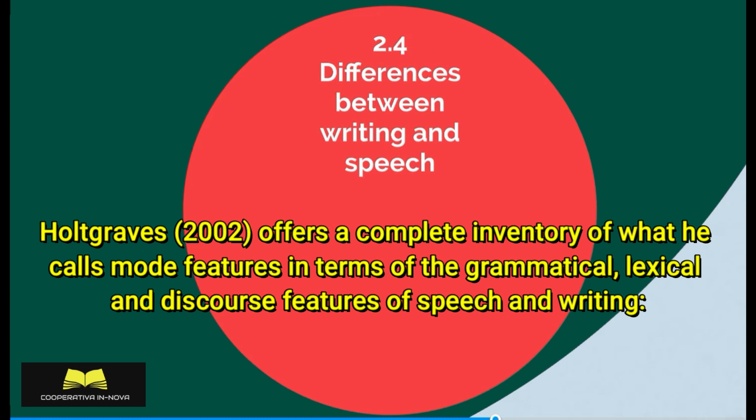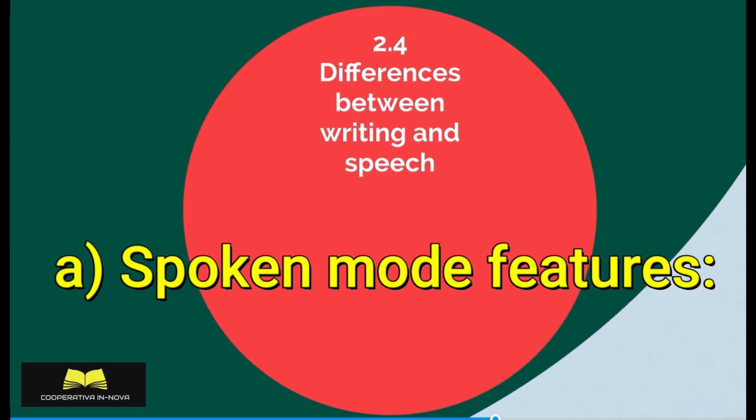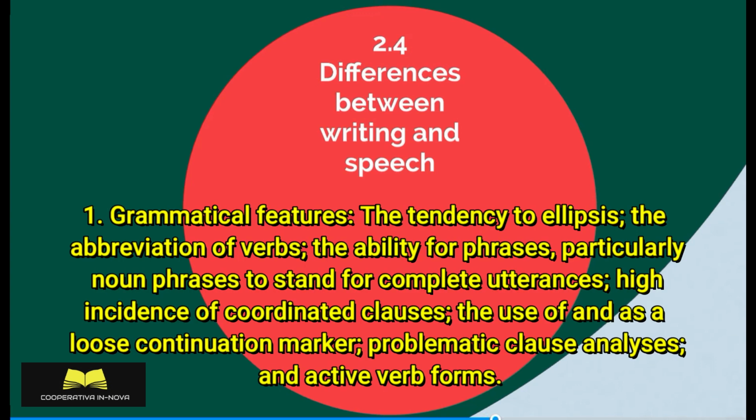Holt-Graves, 2002, offers a complete inventory of what he calls mode features in terms of the grammatical, lexical and discourse features of speech and writing. A. Spoken mode features. 1. Grammatical features. The tendency to ellipsis. The abbreviation of verbs. The ability for phrases, particularly noun phrases, to stand for complete utterances. High incidence of coordinated clauses. The use of "and" as a loose continuation marker. Problematic clause analyses, and active verb forms.